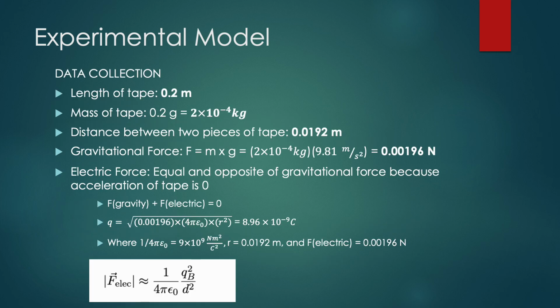Now here is my data collection for the experimental model, showing the length of my tape, mass of my tape, the distance I measured between the two pieces of tape, finding the gravitational force, and then finding the electric force, and then how I solved for Q once I figured out what F electric was. I used that bottom equation for the magnitude of the electric force and was able to isolate Q to find the charge of the piece of tape.